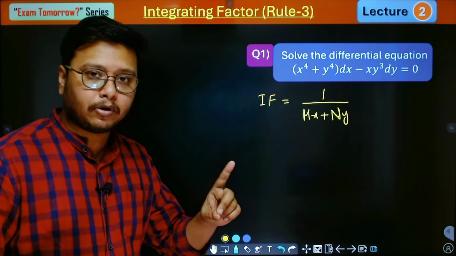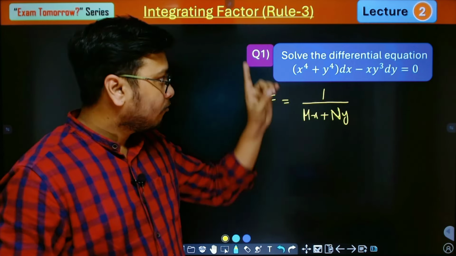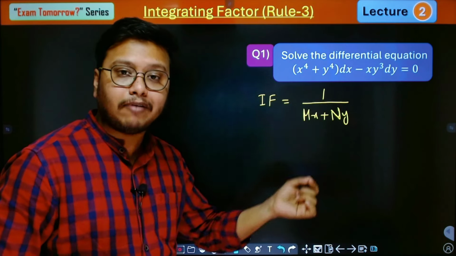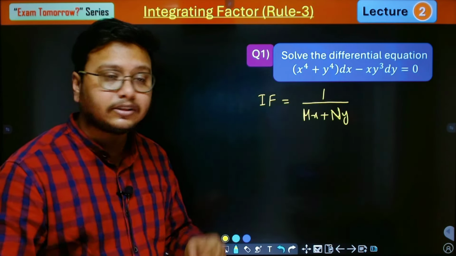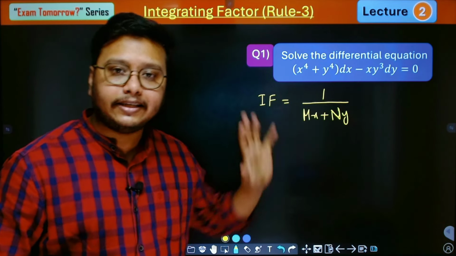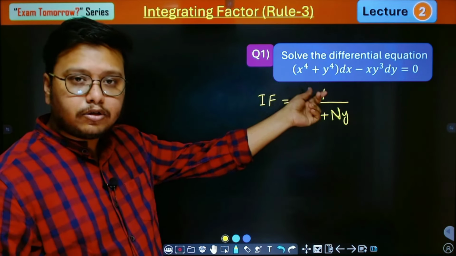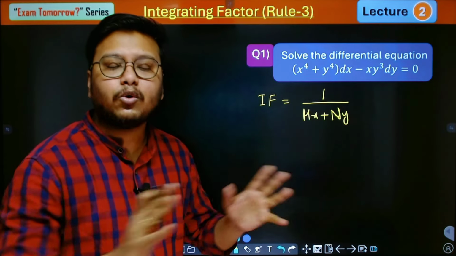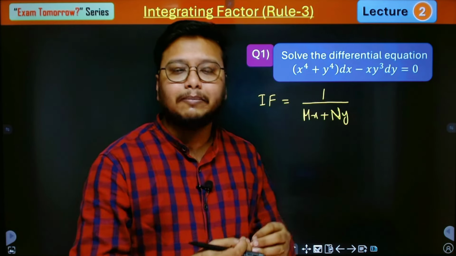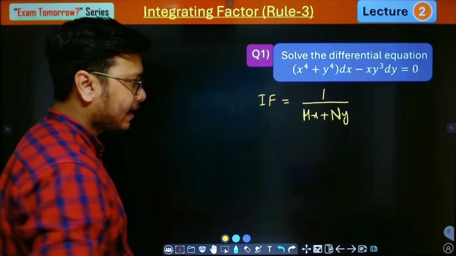Now one more important thing is that for this particular question, you don't have to find del M by del y and del N by del x. These terms you don't have to find out because they are not required in the integrating factor. Just from observation, you have understood it is rule 3. You directly find out the integrating factor this way. You don't require the partial derivatives. So this method is basically saving you a lot of time.